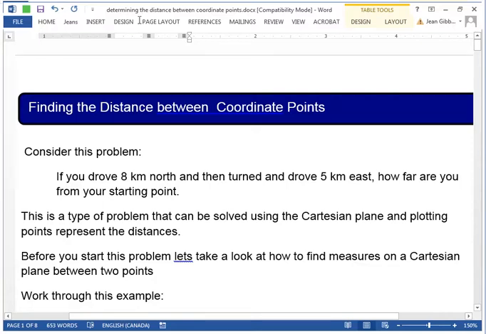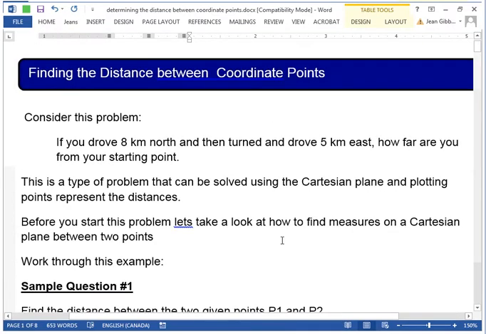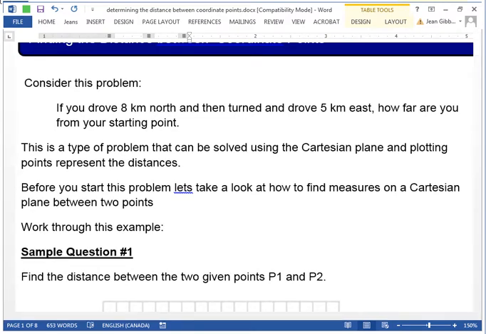Finding the distance between coordinate points. Consider this problem. If you drove 8 kilometers north and then turned and drove 5 kilometers east, how far are you from your starting point?